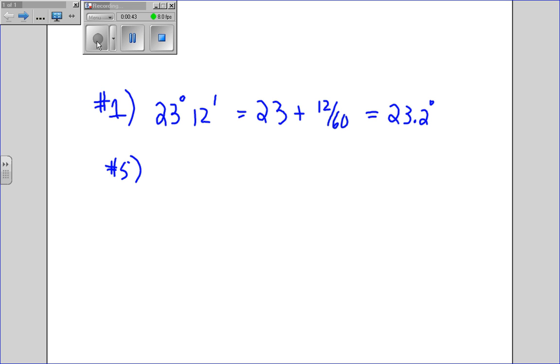There are some in reverse, such as number 5, where it says how much is 21.2 degrees written in minutes. So this one we'd like to write as 21 degrees plus 60 times 0.2, which actually comes out to be 12.